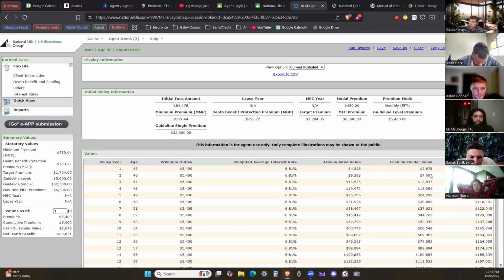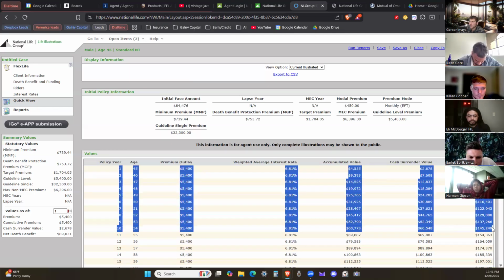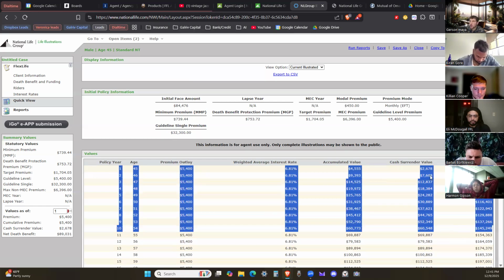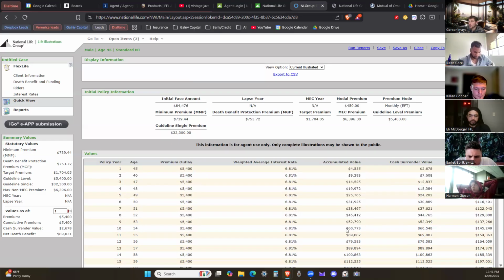This is the accumulated value portion. This is surrender value. The only difference is that during the first 10 years of NLG's IUL, for other companies it's actually more than 10 years, but for the first 10 years of NLG's IUL, there is a surrender charge for that surrender value account. You could see it's pretty minuscule by year 10, like $200.